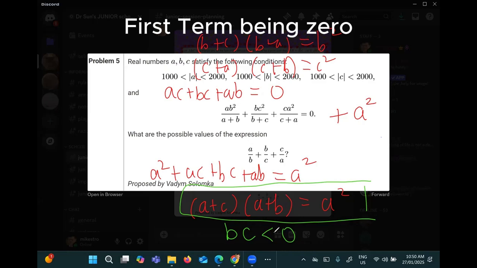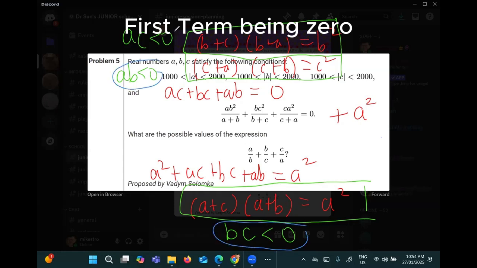Okay, what do we do now? You said you could do the same thing with the other things, right? A, C, B, A. So what does that give you? Okay, so we said AC is less than 0, right? So one of them has to be positive, one of them has to be negative, yeah? And then what about this one? So AB is less than 0, yeah? So how do we combine these things? How do we combine this, this, and this, yeah?